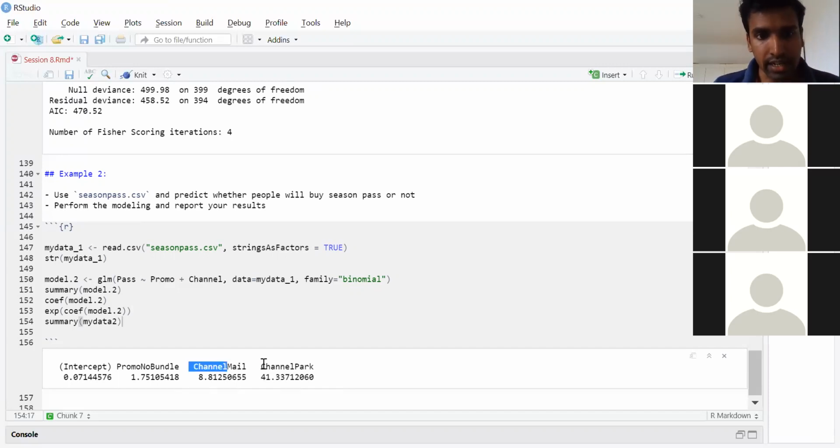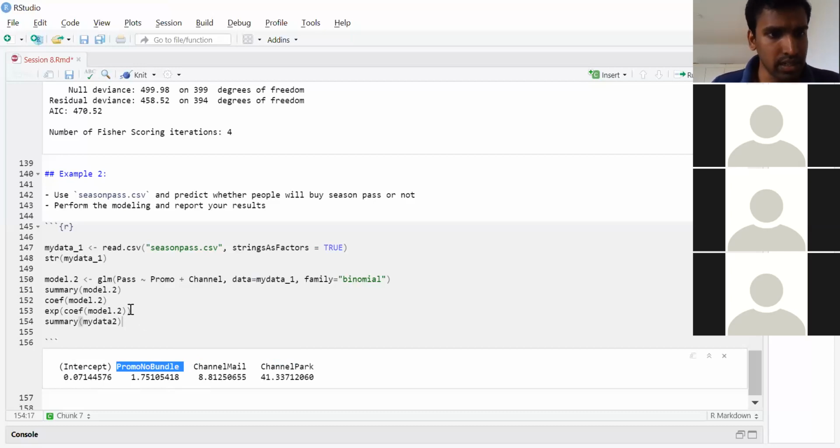Out of the three categories that we had, channel mail, channel email, and channel park, we understand that channel park plays an important role. So if people come directly to the theme park, and whether they got a bundle or did not get a bundle, the probability of renewing the season pass is higher. In the other case, it's going to be negative. For example, if they are getting a bundle package, and they are not really planning to renew their season pass.